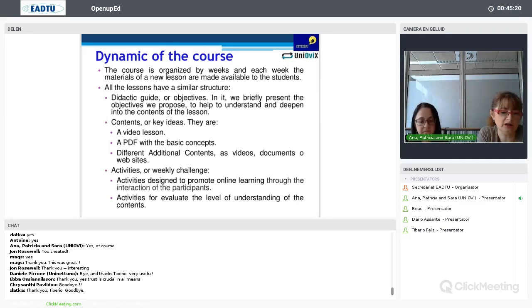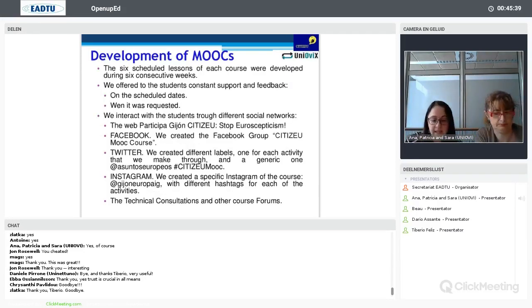Activities or weekly challenge: in each lesson, we propose different types of activities designed to promote online learning through social networks and the Gijón Participa platform, and others that assess the level of understanding of the content, such as a self-assessment quiz. The 6 scheduled lessons of each course were developed during 6 consecutive weeks. In addition, at first there was a period for enrollment. The last chapter is a farewell, recapitulation and evaluation of both the students and the course itself.